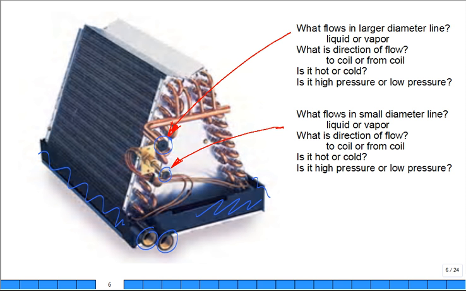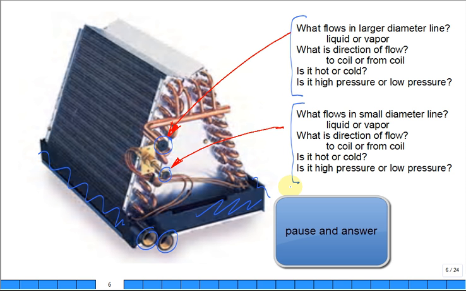Is it hot or cold? If I grabbed that large diameter line, if I grabbed it and touched it, would I sense it being hot or cold? And what would be the pressure inside that large diameter line, right there at the connection where you're going to hook it up? When you're running it, is it going to be a high pressure or low pressure? So answer all those questions for the large diameter, and then the same questions for the small diameter, okay? I'm going to pause. Please answer them. I'm going to walk around and see how you do.